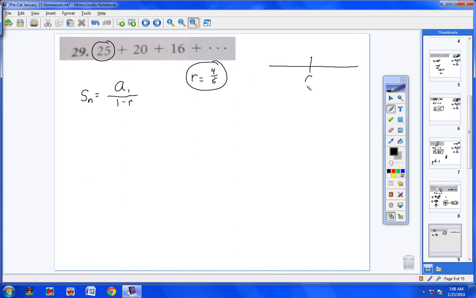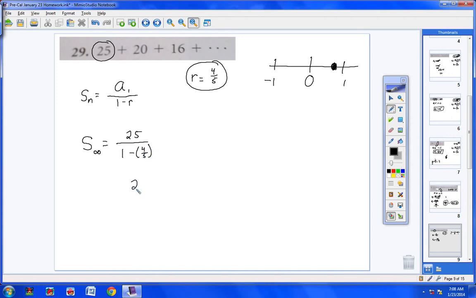So think of a number line. Here's 0, here's 1, here's -1. 4/5 would be right here. So does 4/5 fall between -1 and 1? Yes, it does. So we can use this formula. So the sum of my infinite series is a subscript 1, that's 25, over 1 minus 4/5.